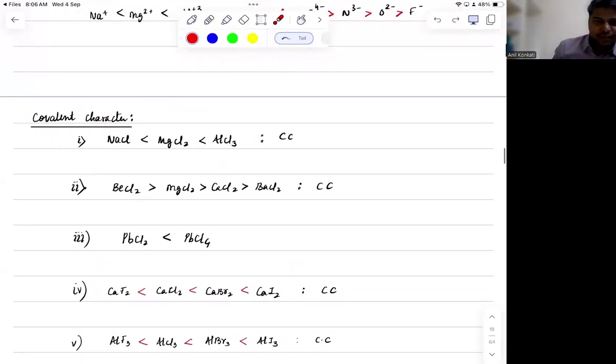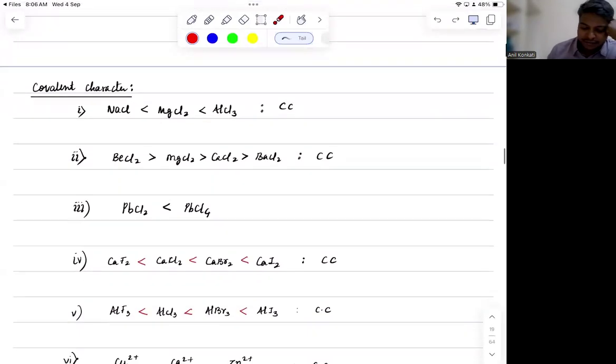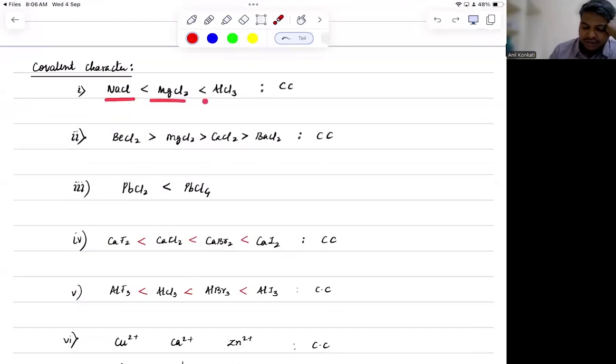Now notice these examples quickly. Covalent character: NaCl, MgCl2, AlCl3. Out of this, AlCl3 will have the highest polarizing power because aluminum is at +3 charge, magnesium is at +2 charge, sodium is at +1 charge. Next, BeCl2, MgCl2, CaCl2, and BaCl2. Again, beryllium is very small in size. All of them are +2, but it is the size which you are comparing. Beryllium is small in size, so very high polarizing power, so more covalent character.